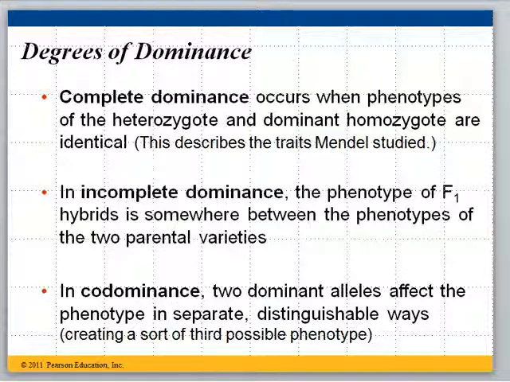The last one is called codominance, and you can probably guess based on the word. Codominant means the 2 dominant alleles affect the phenotype in separate, distinguishable ways. In other words, codominant means you actually create a third possible phenotype. It's not a mix or a blend like in incomplete dominance. It could be a third, completely different look or phenotype.